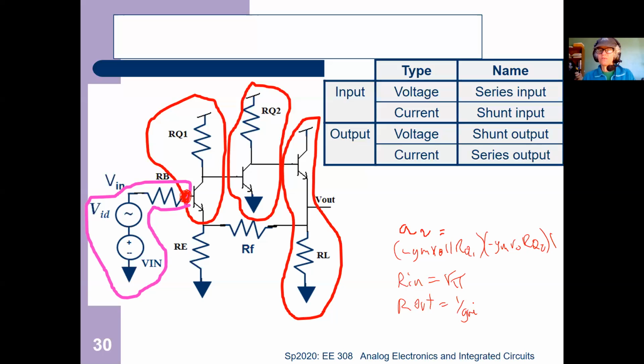Okay, so I'll go back to the paint in a second, but now, before taking feedback into account, you have your AV, you have your R in, and you have your R out. Those are the things that get multiplied by 1 plus T or divided by 1 plus T. Okay. 1 over GM is probably pretty small, and R pi is probably pretty big, so it's an okay approximation. But we've got some stuff left over here. What do you think that stuff is?